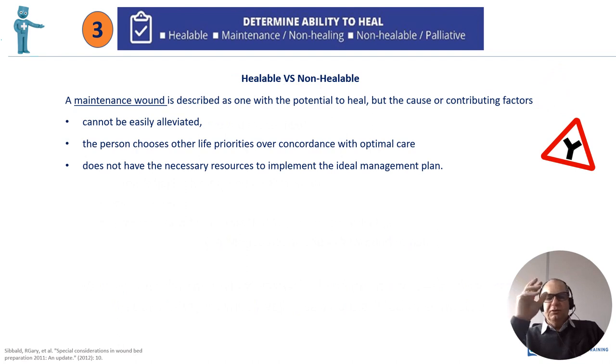So healable wounds are those wounds that we know are well supported both by the anatomy and physiology, pathophysiologies, but also by the patient's will to help us. But there are wounds which we call maintenance wounds. So this is where there are a lot of issues that cannot be eliminated totally. There are issues where you know that the patient makes some choices.